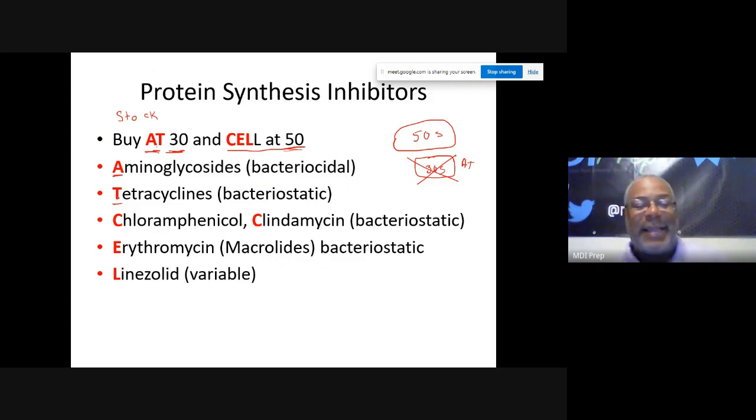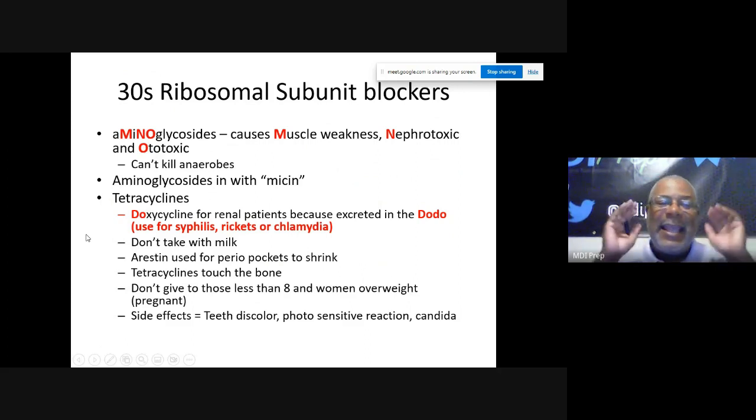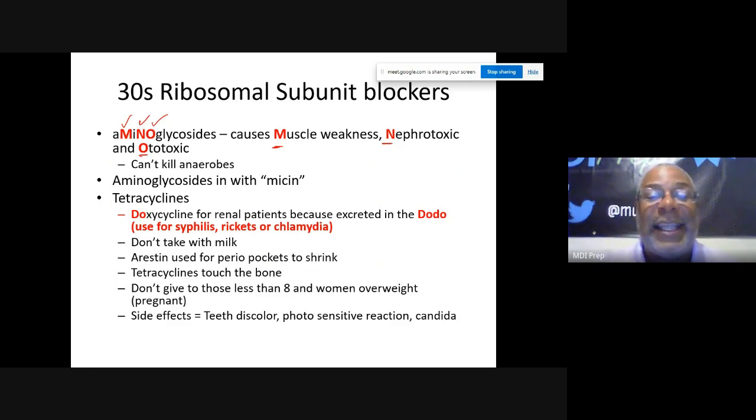So that's aminoglycoside, that's tetracyclines, right? Now we understand the mnemonic, so we can go to the next piece. Let's look at the 30S ribosomal subunits. Here you see the aminoglycosides, MNO, amino, right? So side effects: muscle weakness, nephrotoxic, and ototoxic. These aminoglycosides can affect the kidneys, cause muscle weakness, and cause problems in the hearing. Does that make sense?